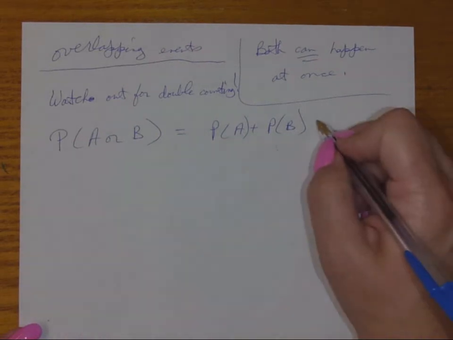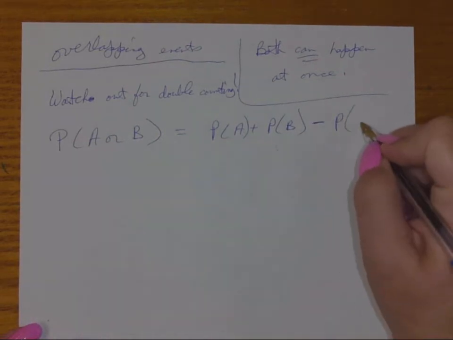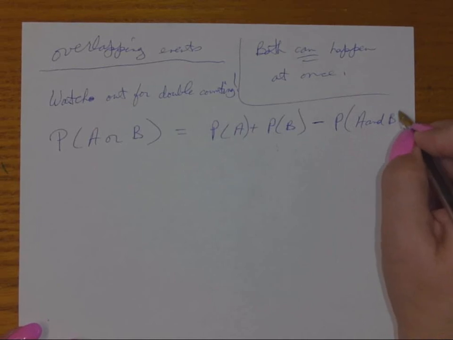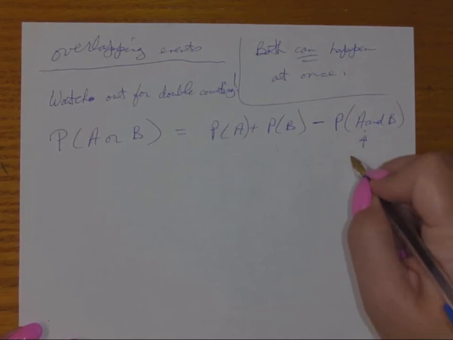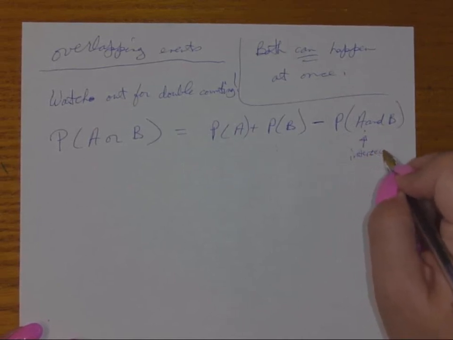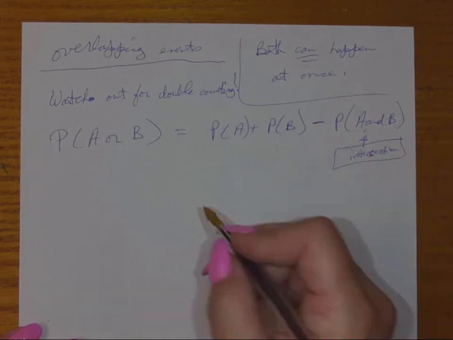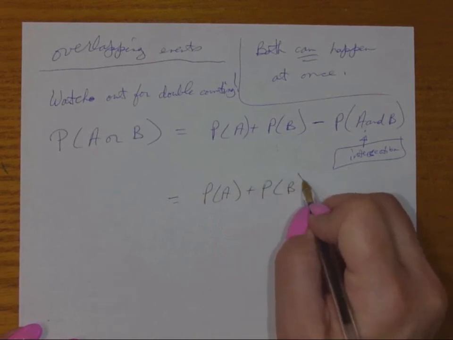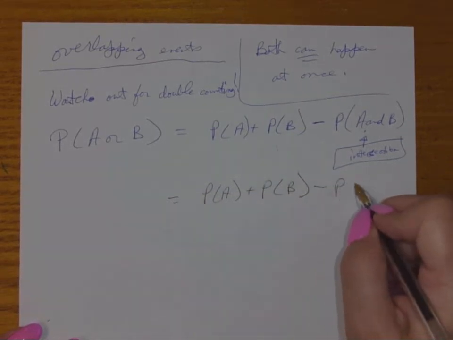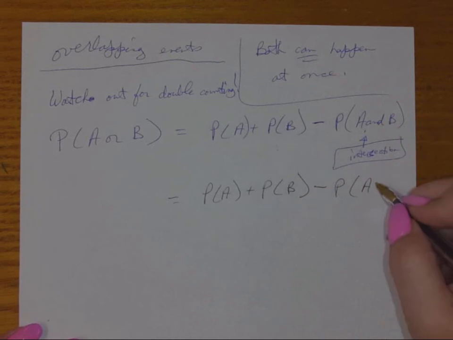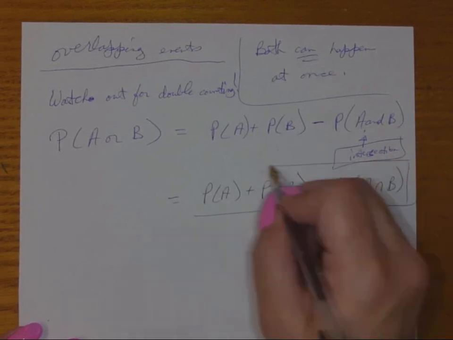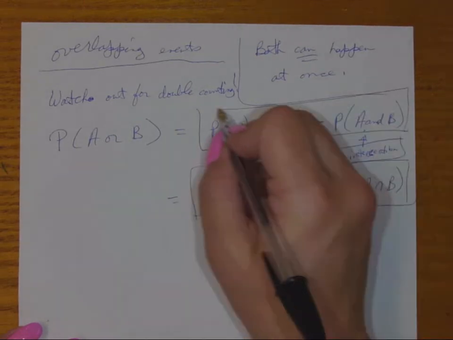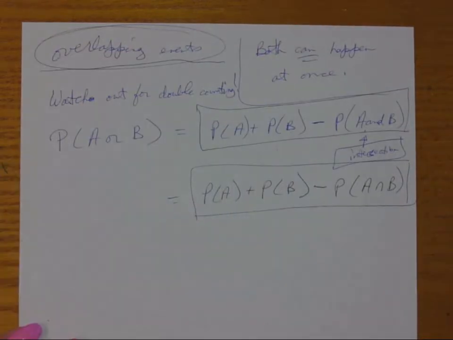So what I'm going to do is I'm going to subtract the probability of A and B. This is the intersection, right? Subtract that group out that could be in both. So that looks like probability of A plus the probability of B minus the probability of A intersection, that's the upside down U, B. Okay, so that's what that formula looks like. Only when you've got overlapping events, right?